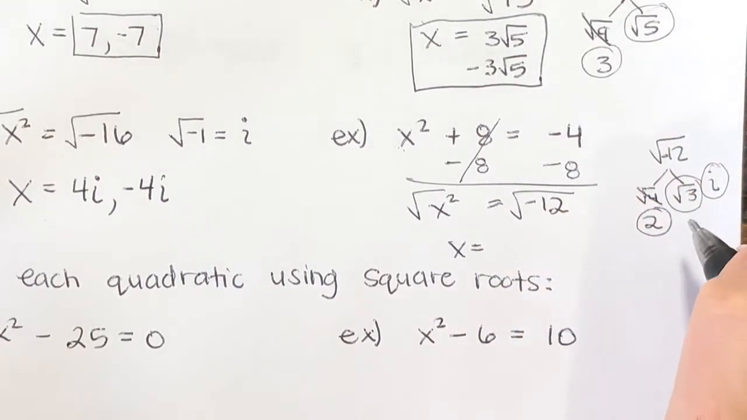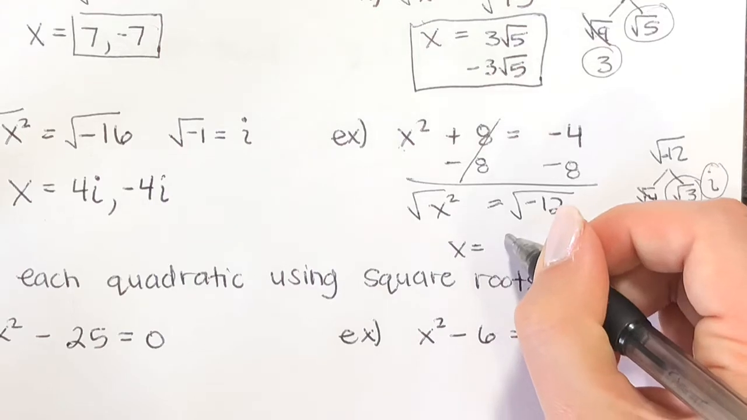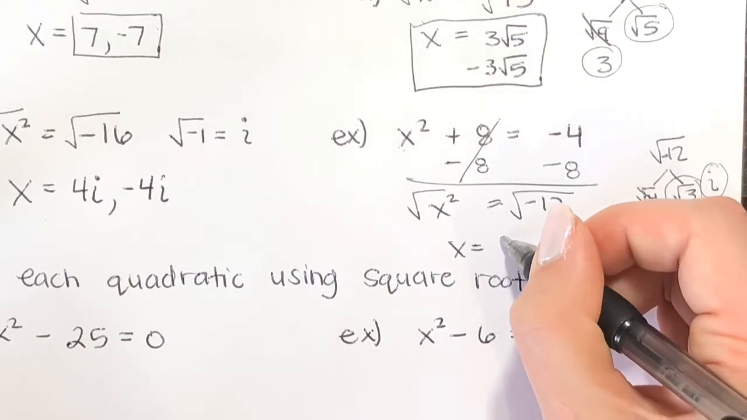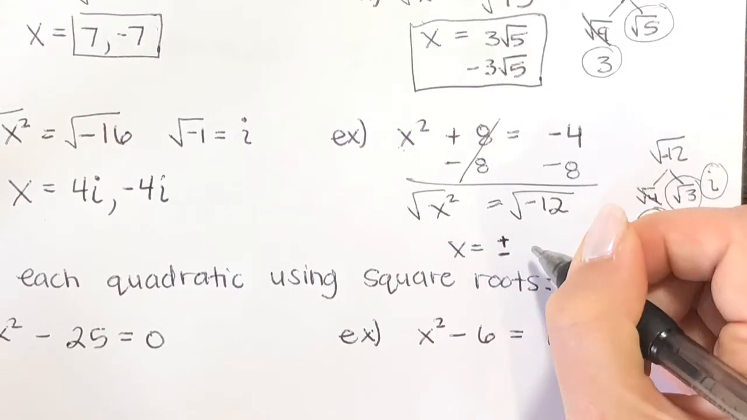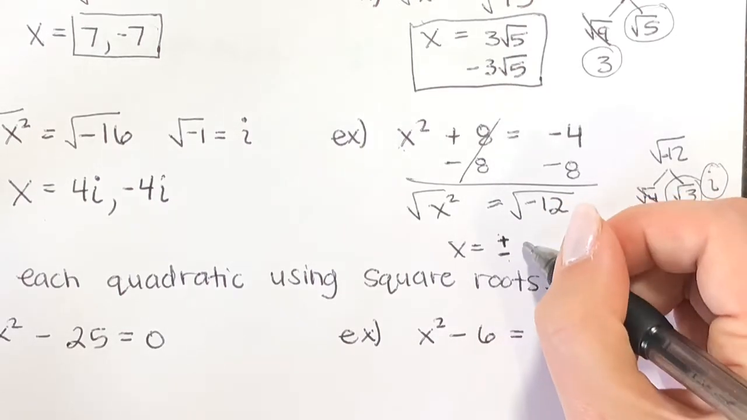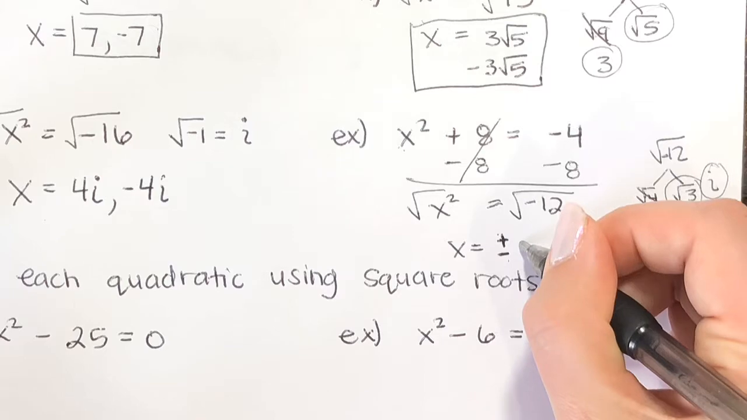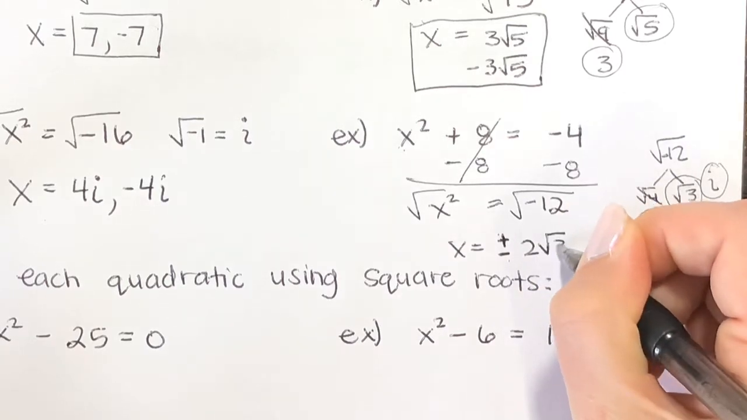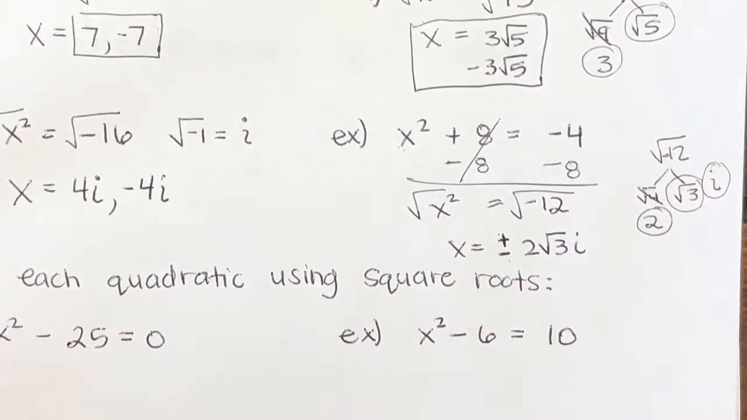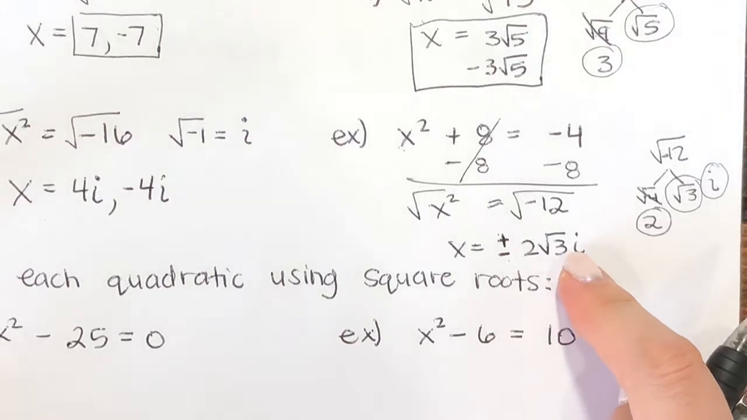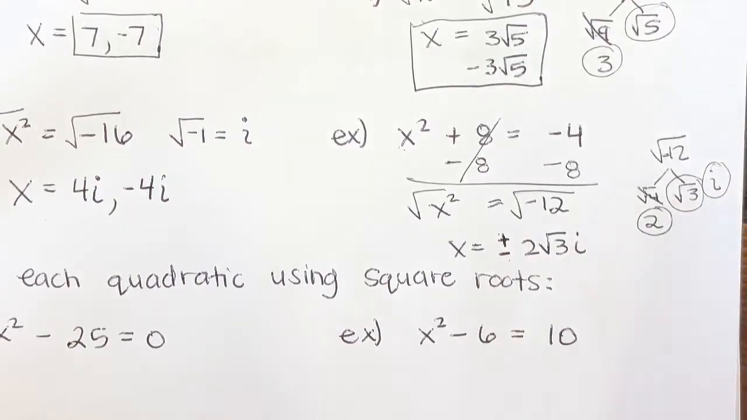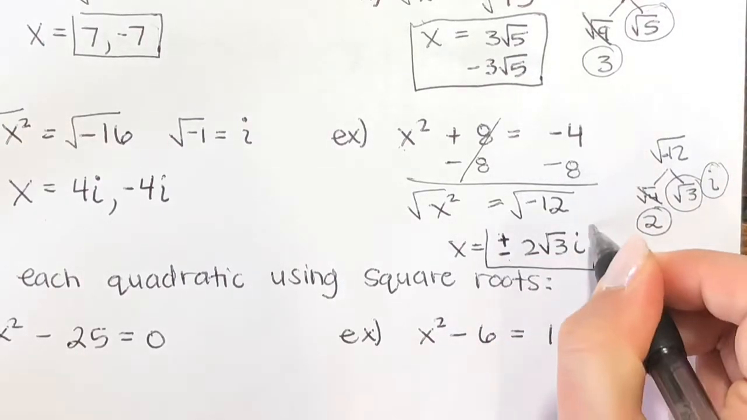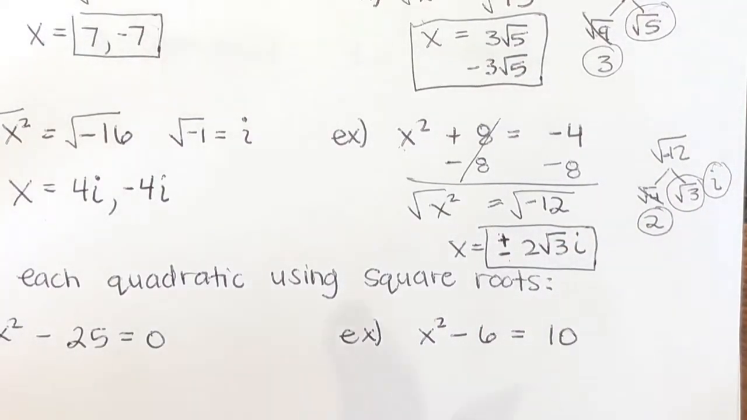So we're going to have a positive and a negative version. And if you get sick of writing the answer twice, you can do this little plus or minus sign, which means that you're doing the positive and the negative version. So I could do plus or minus 2 square root 3 i. And some people will put the i in between the 2 and the square root. Some people put it at the end. It doesn't really matter as long as you have it on there, but that would be your answer.